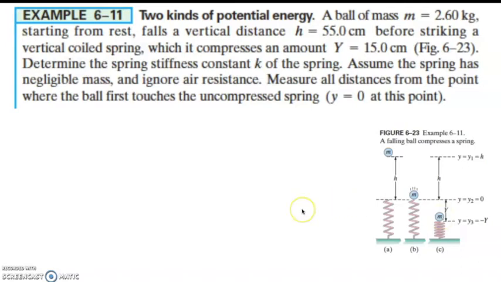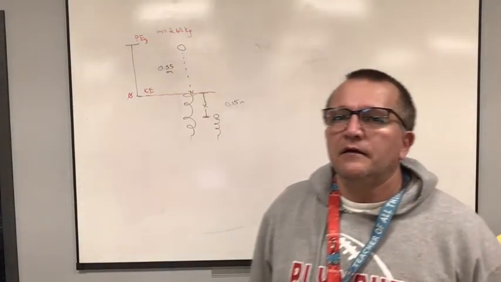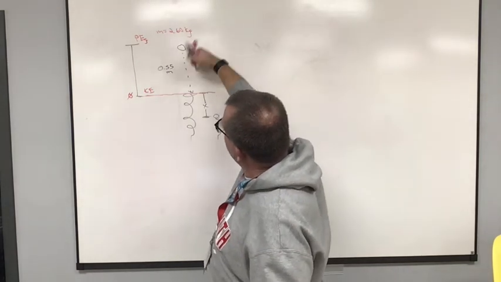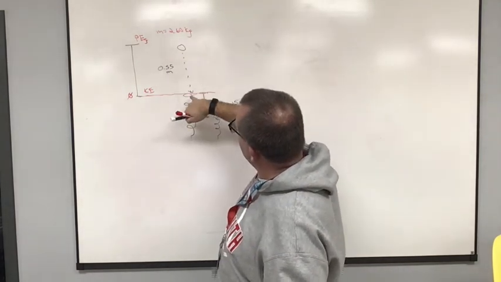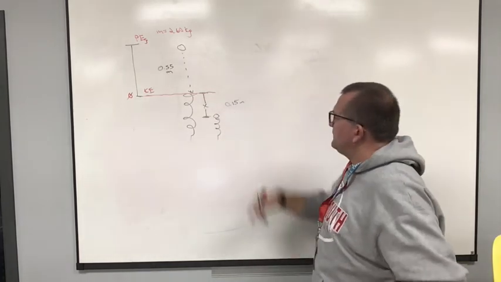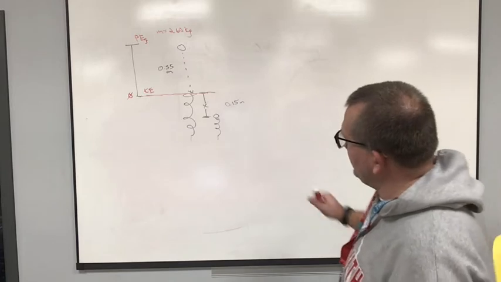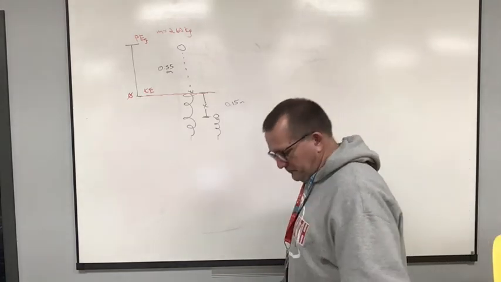All right, so we have a ball with a mass of 2.6 kilograms dropping 0.55 meters to a spring below that gets compressed by 0.15 meters. And we want to know the spring constant of the spring based on that information.